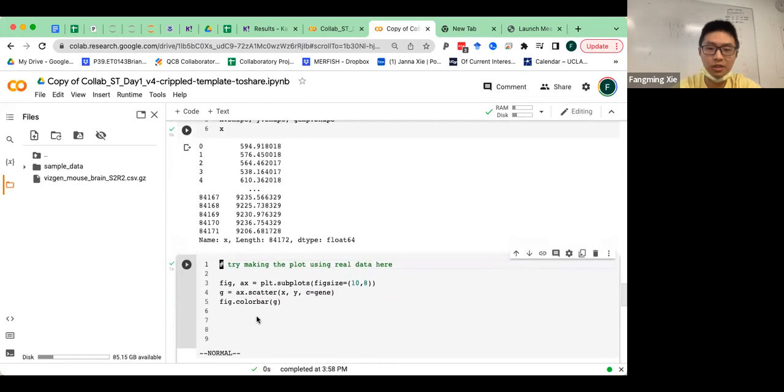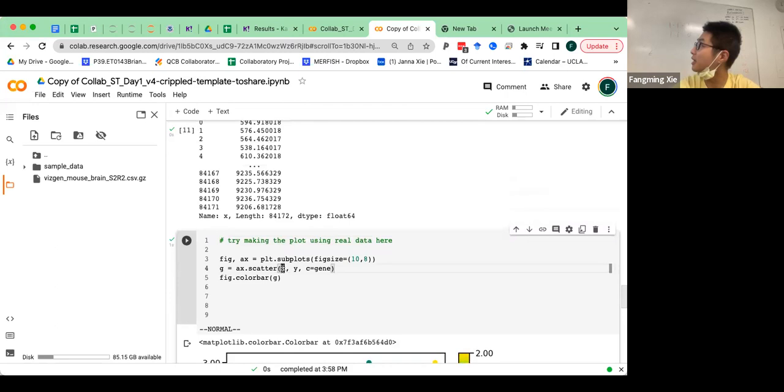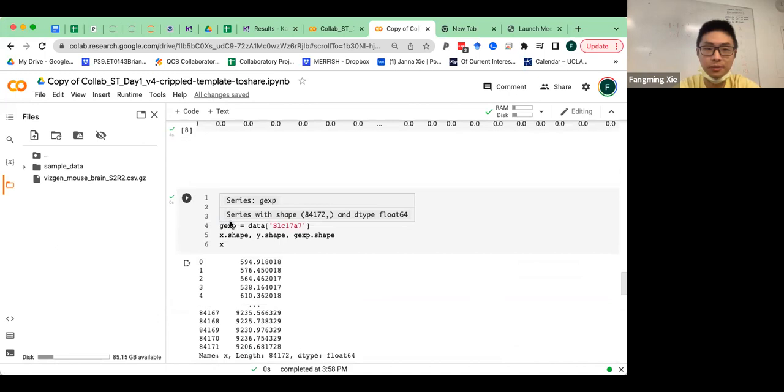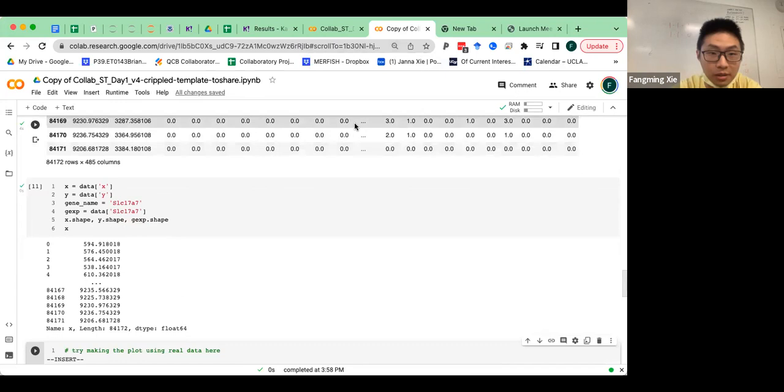Now we are ready to send this into the plotting function. So with this scatter plot, you have X and Y, and C used to equal gene, but then to avoid confusion, I renamed it already. It's called GEXP. Actually, let me shrink it so you can see better.